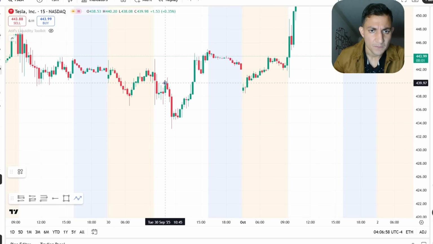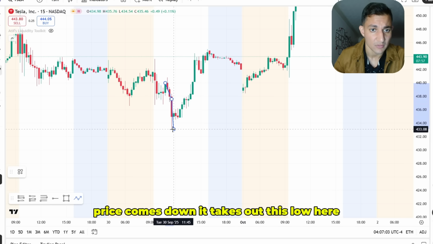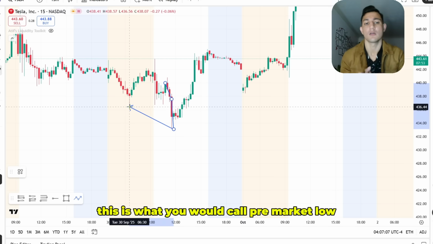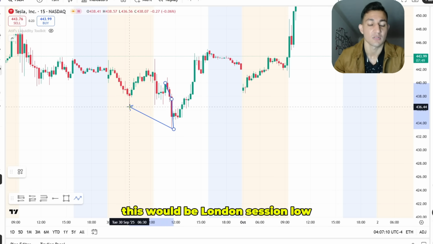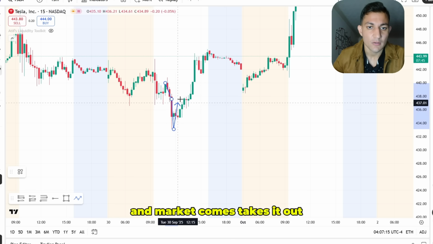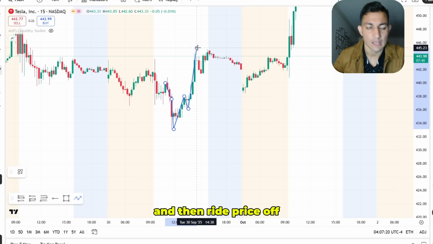For the sweep, this big candlestick right here is really the sweep. Price comes down, it takes out this low here, even these lows here. This is what you would call pre-market low, pre-session low. So if you trade New York session, this would be the London session low, which it basically is. The market comes, takes it out, shoots off. There's a little fair value gap, which I'll talk about in a second, and then ride price off.